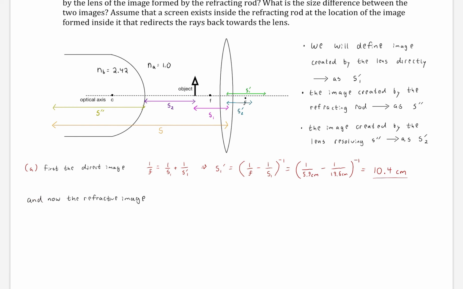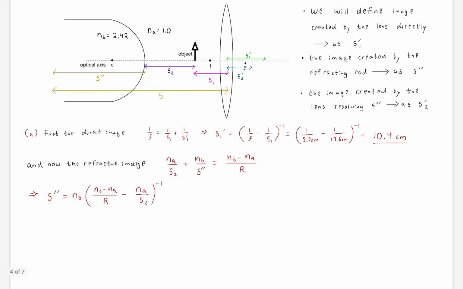Okay. And now the refractive image. Okay, so this is the primary image formed by refraction. That's also going to be a real image, and it's going to form over here at S double prime. Okay, so here we're going to set up the formula for image formation by refraction, solve for S double prime, which is just the image distance relative to the refracting surface, plug in our appropriate indices of refraction and our radii, including the fact that the radius is positive, and we get 54.7 centimeters. So about, just scale over there, about twice the radius, okay?